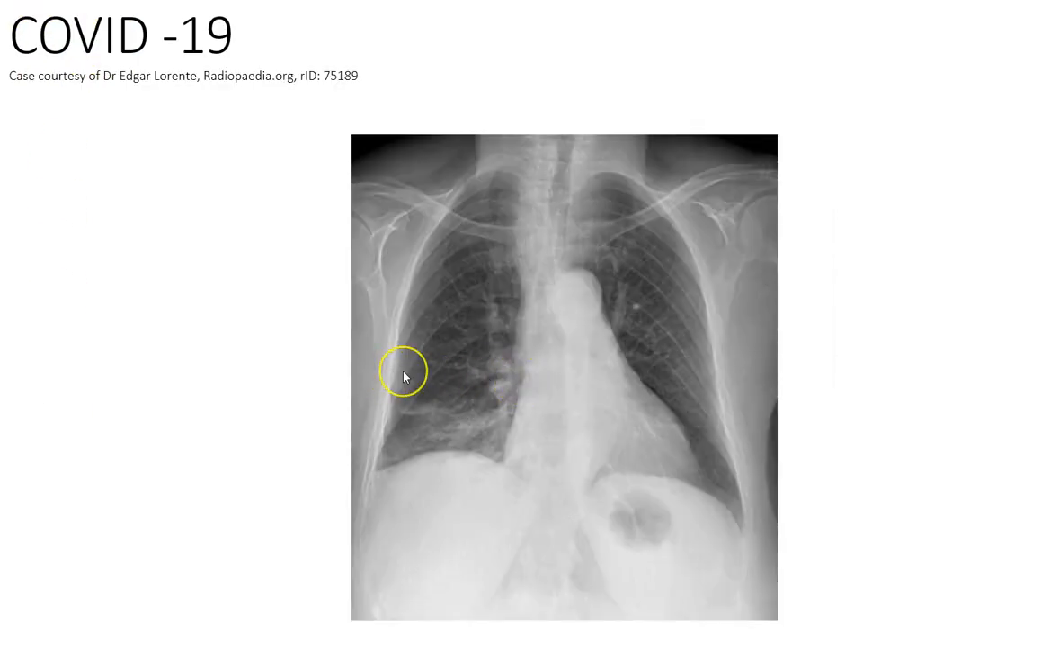So I thought I would show you some films of the new COVID-19, some of the ones that have been published. This is what we're seeing, what they're saying.